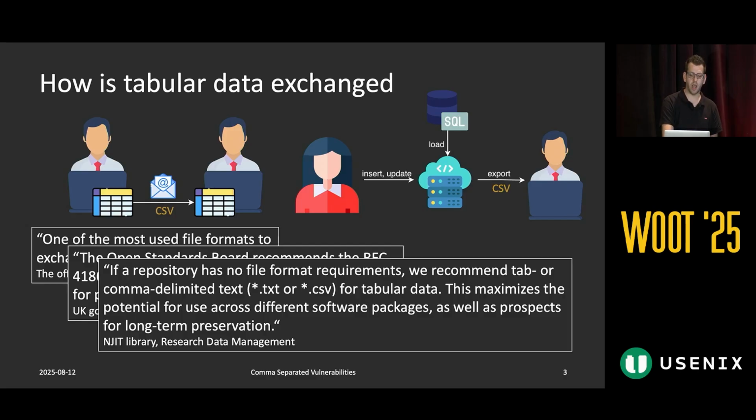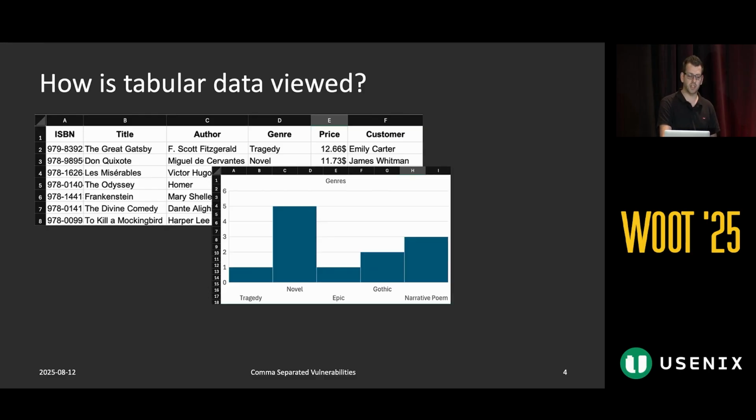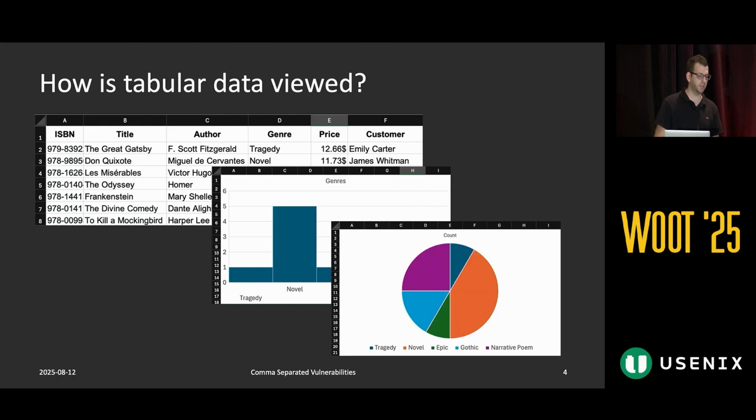Now the question is, how are these data viewed? And the most common way is to use a spreadsheet application, like in this example Excel, with a table about common literature and a column with a customer who bought these books. But we have more ways to view this data, for example, with a bar chart where we see the amount of books with a different genre, or a pie chart where we see the proportions with this genre of books.